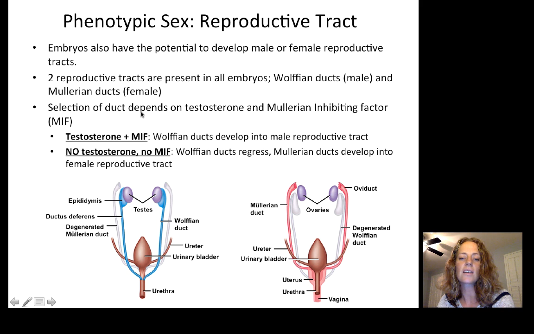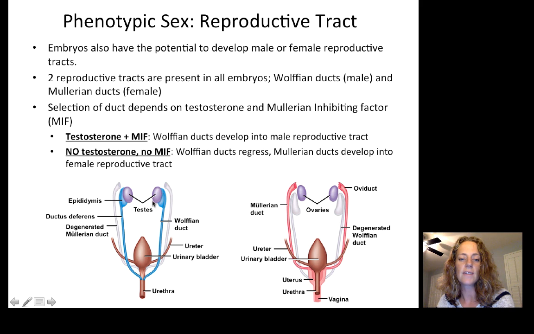So the selection of the duct depends on testosterone and something called Mullerian inhibiting factor. Both of these will be produced from functioning testes in the embryo. I'm not saying functioning in the terms of they're producing sperm. I'm saying functioning in the sense that they are actually producing testosterone. So they have to produce testosterone and they have to produce Mullerian inhibiting factor in order for the Wolffian ducts, which are now drawn here in blue, to develop into the male reproductive tract.